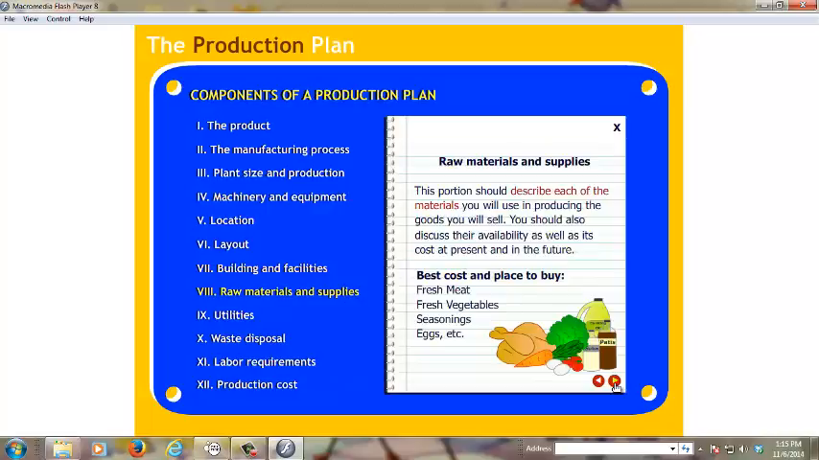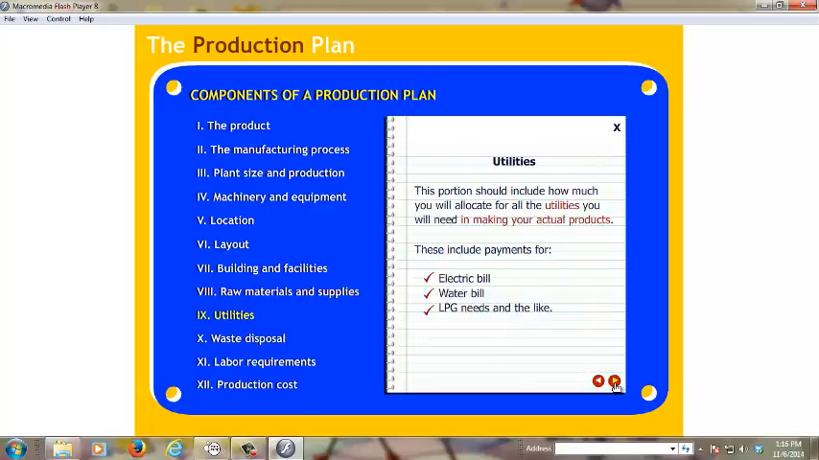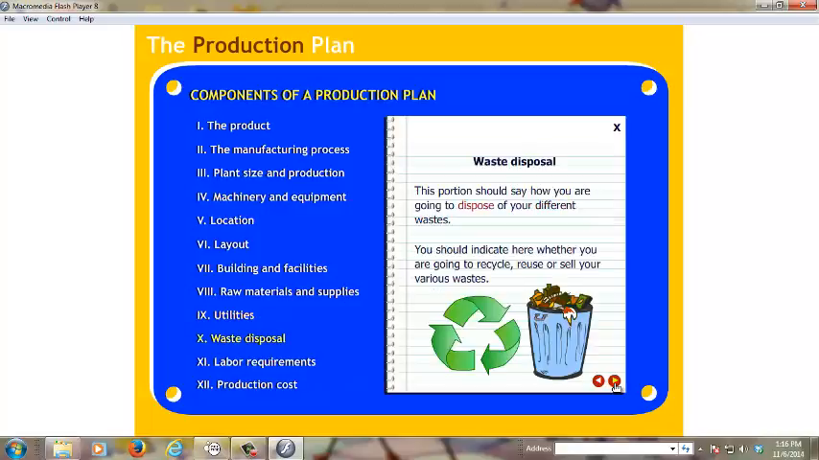Raw materials and supplies. This portion should describe each of the materials you will use in producing the goods you will sell. You should also discuss their availability as well as their cost at present and in the future. Utilities. This portion should include how much you will allocate for all the utilities you will need in making your actual products. These include payments for electric bill, water bill, LPG, and the like.